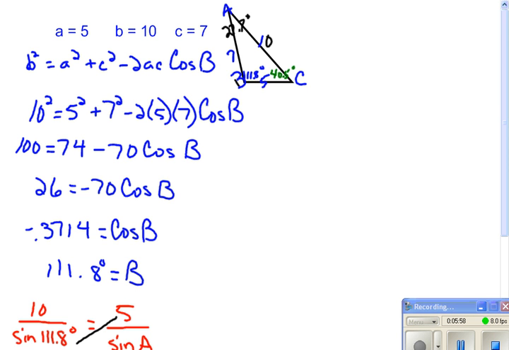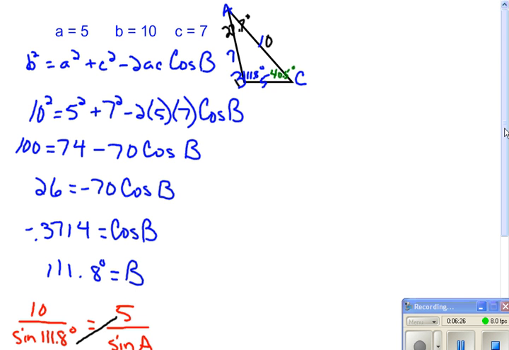It would make sense, just using our estimation skills, that this could be the right answer, because across from the smallest angle is the smallest side. So 27.7 degrees is my smallest angle, and the smallest side is 5. My largest angle is 111.8 degrees, and across from that is 10. And of course, my middle size angle goes with my middle size side.